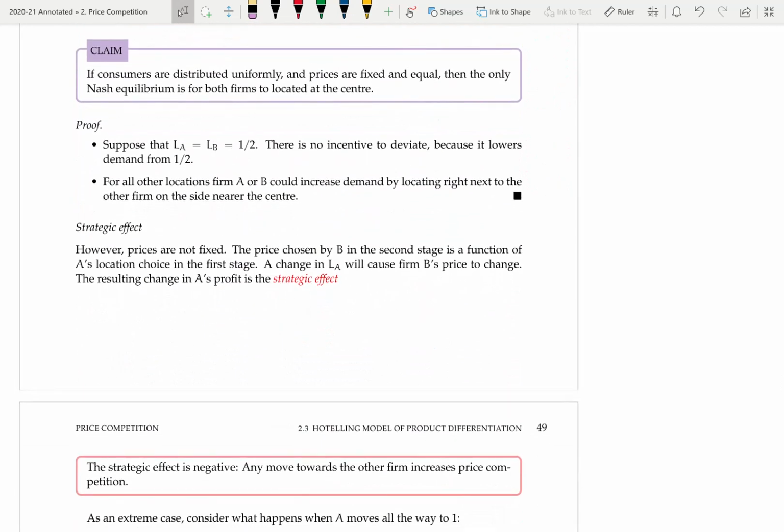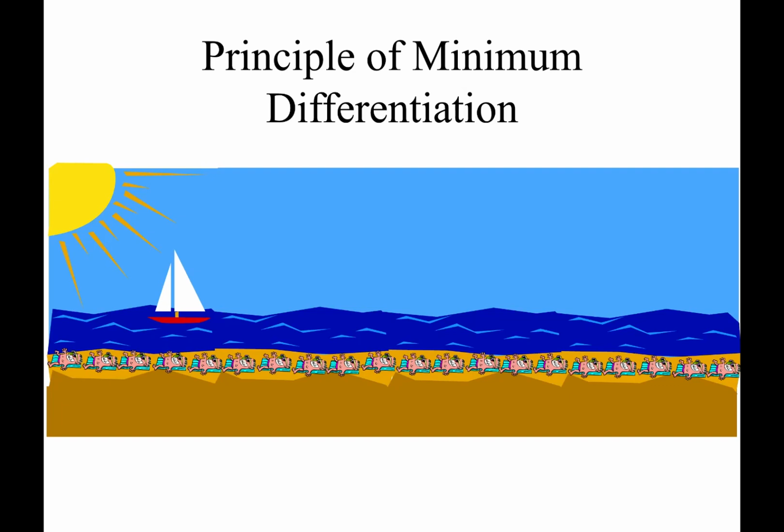Now, if we consider a situation where consumers are distributed uniformly, as we've assumed so far, and prices are fixed and equal, then the only Nash equilibrium is for both firms to locate at the center, at a half. Here we're going to look at something called the principle of minimum differentiation. In the notes, that result that firms are going to want to locate in the middle is the principle of minimum differentiation. If the prices are fixed, they want to be in the same place.